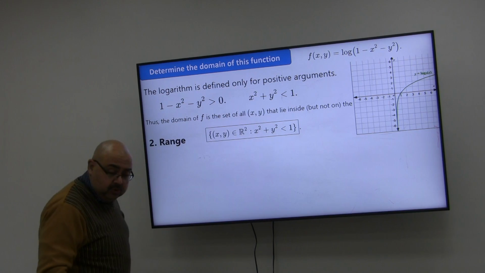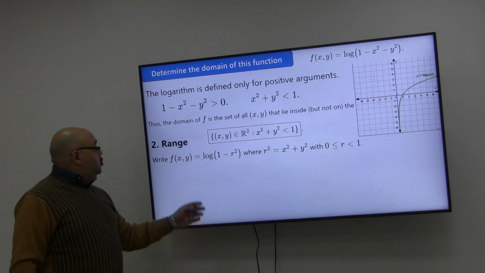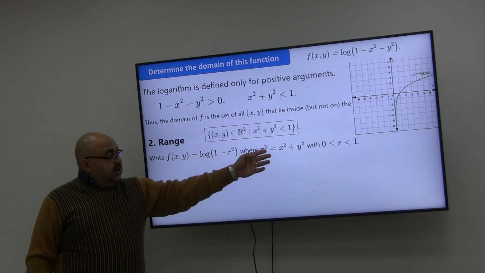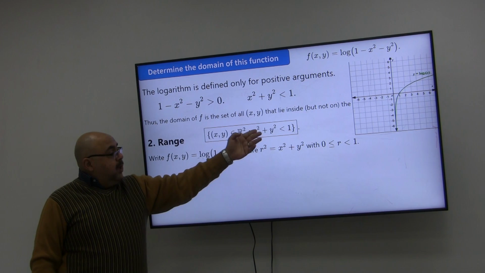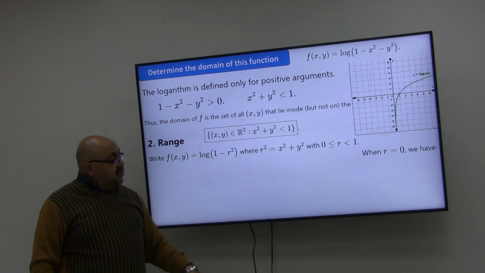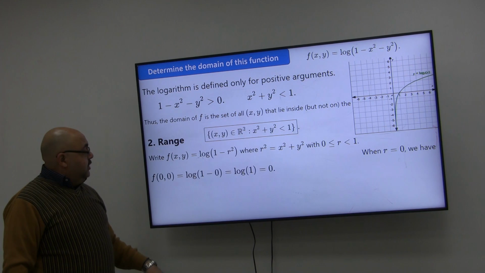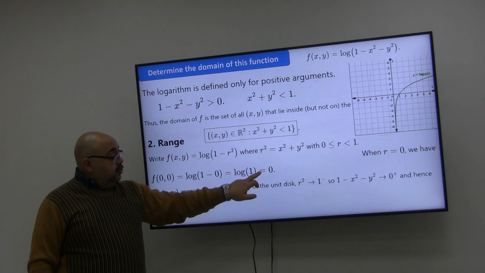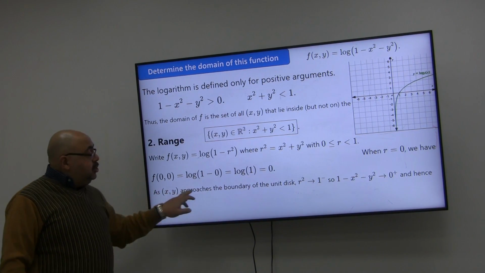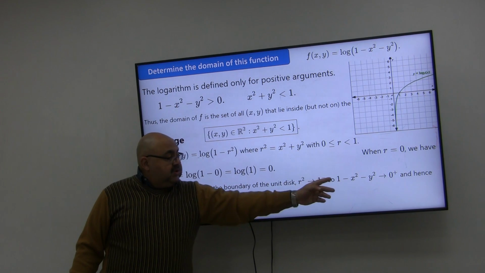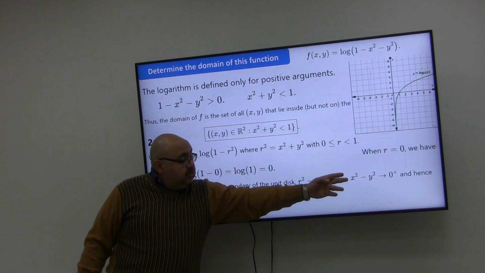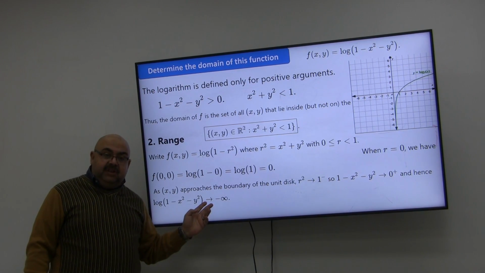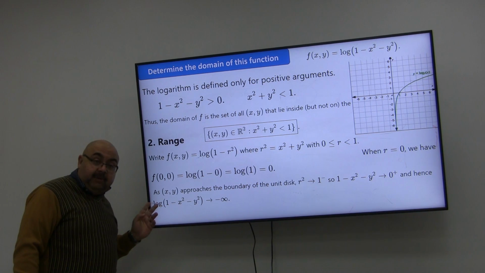So actually, if I want to do this, all I have to do is to change into polar. So I have log of 1 minus r squared, where r, of course, is from 0 up to 1 from this region. So the second step, r equal to 0: when r is equal to 0, it's going to be log of 1 minus 0, which means log 1 equal to 0. It will start from 0. And then it approaches the boundary of the unit disk, which is r equal to 1. It means 1 minus r squared approaches 0, and hence, it will give you up to negative infinity, the shape of the log function after applying the log.